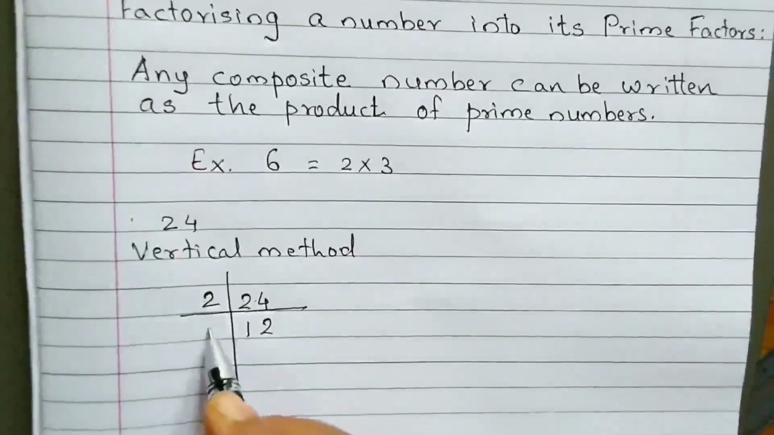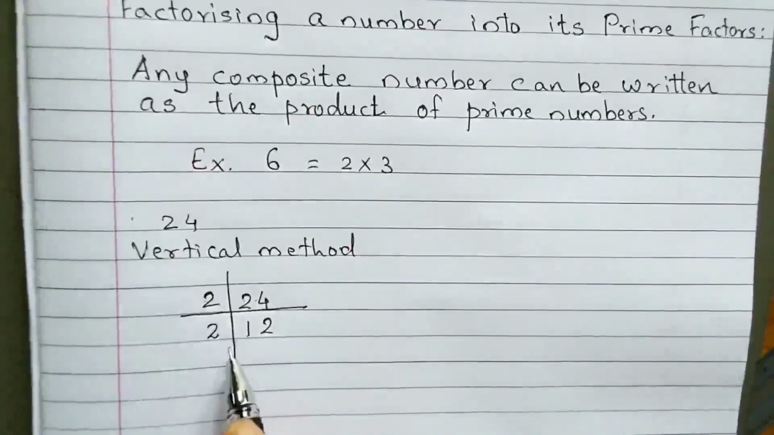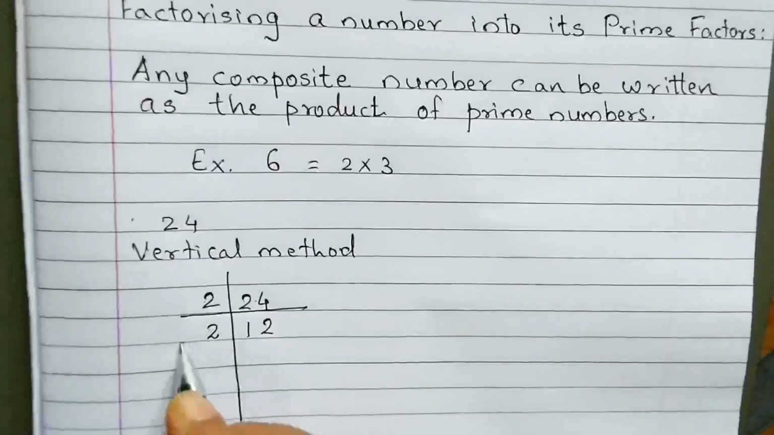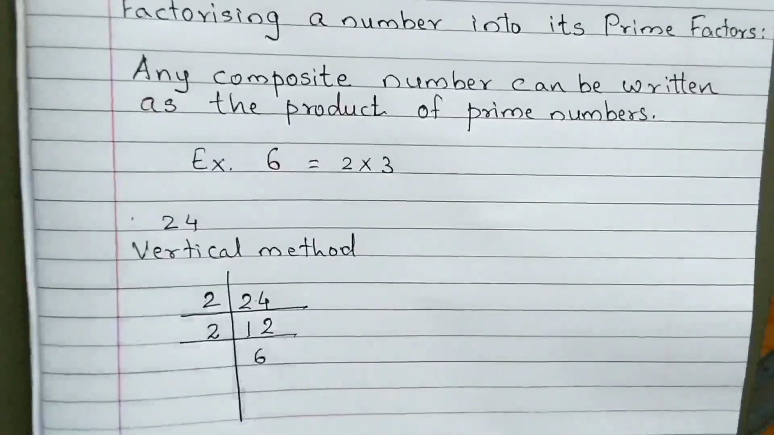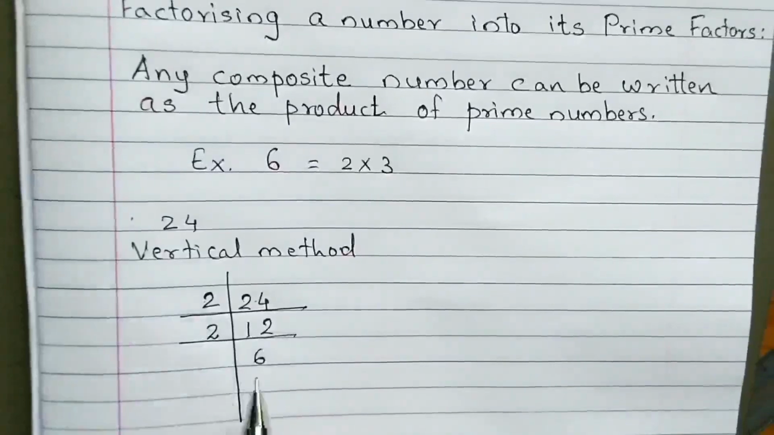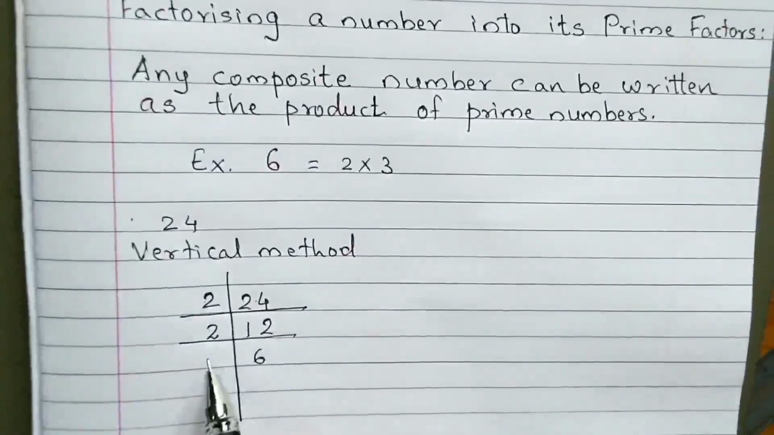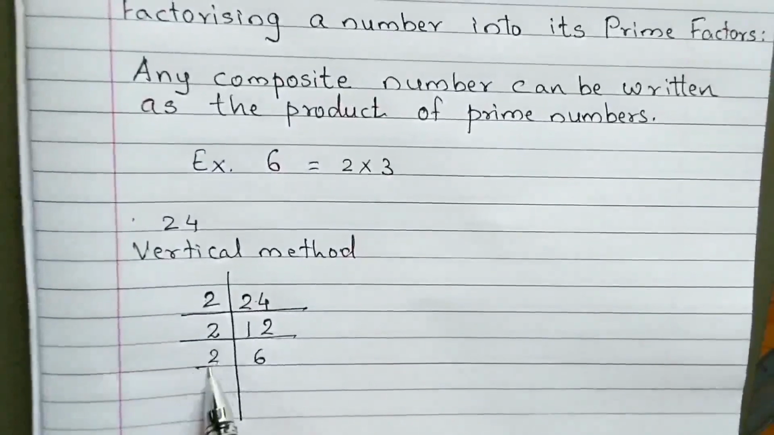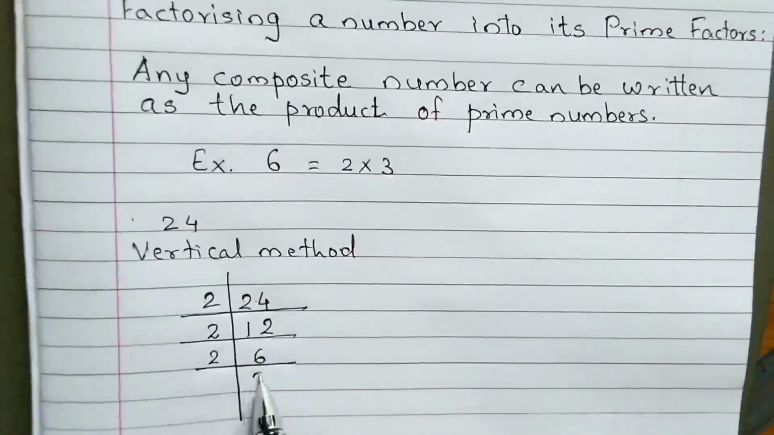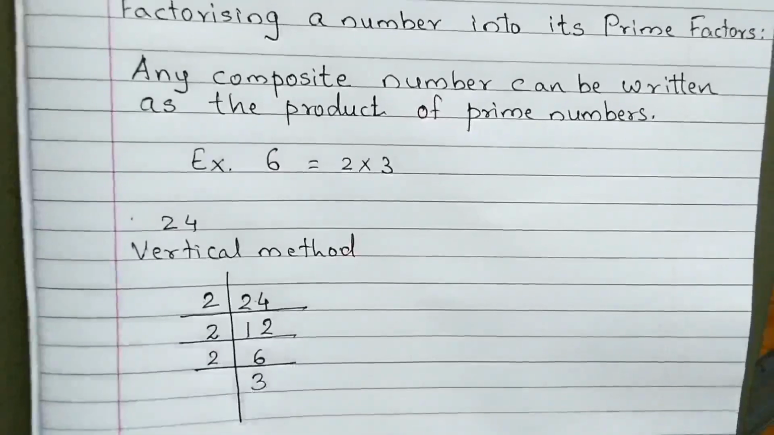So again we can divide by 2. 2 how many times is 12? 2, 6 times are 12. Now, again 6 is an even number. So again you can divide by 2. So, how much you will get? 3. 2, 3 times is 6.